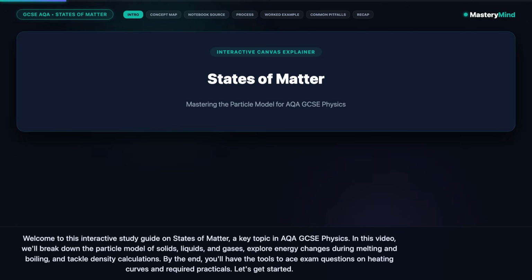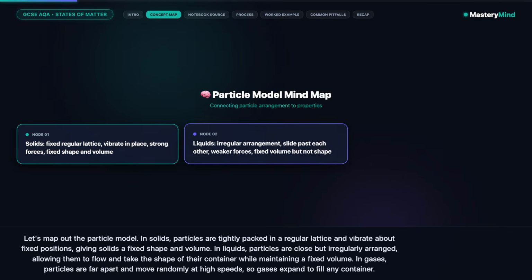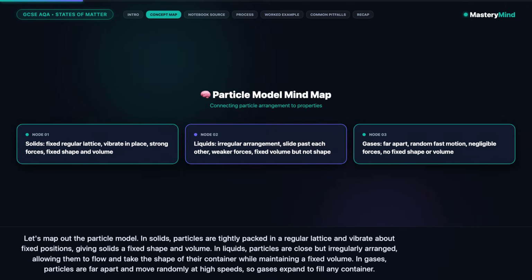Let's get started. Let's map out the particle model. In solids, particles are tightly packed in a regular lattice and vibrate about fixed positions, giving solids a fixed shape and volume. In liquids, particles are close but irregularly arranged, allowing them to flow and take the shape of their container while maintaining a fixed volume. In gases, particles are far apart and move randomly at high speeds, so gases expand to fill any container.